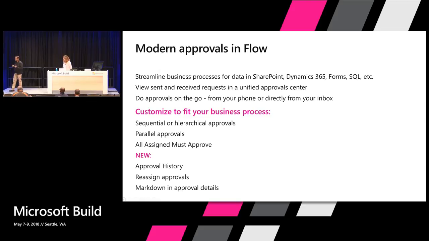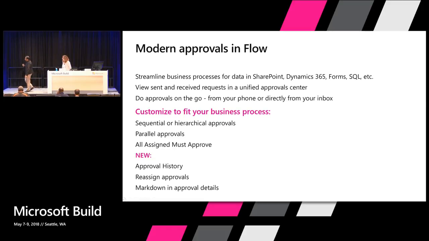Now, these approval processes can be customized. You can have sequential or hierarchical approvals. You can have parallel approvals. You can also have approvals where everybody has to approve before it's considered an approved process. Very recently, we added the ability to see your history of approvals. So you can see both your sent and received requests and both past and present requests. You can reassign approvals. For example, if you feel like you don't have enough context on something, you can delegate it to somebody else in your organization.